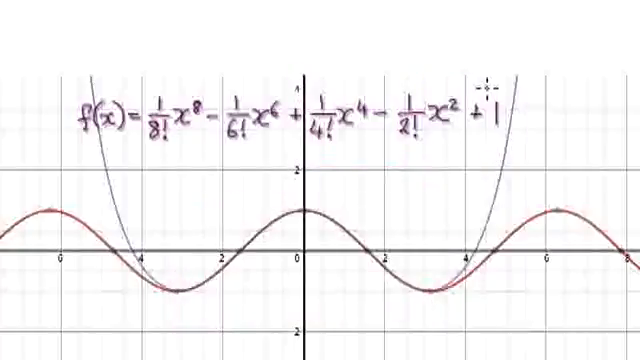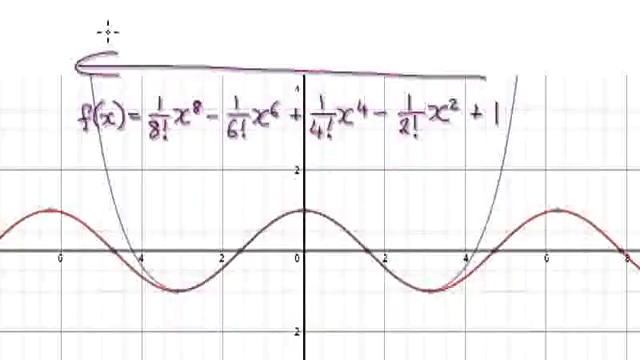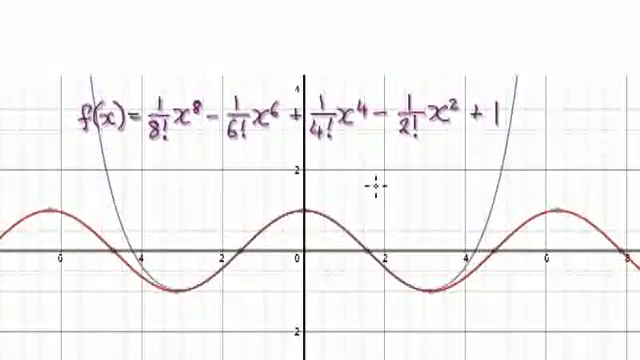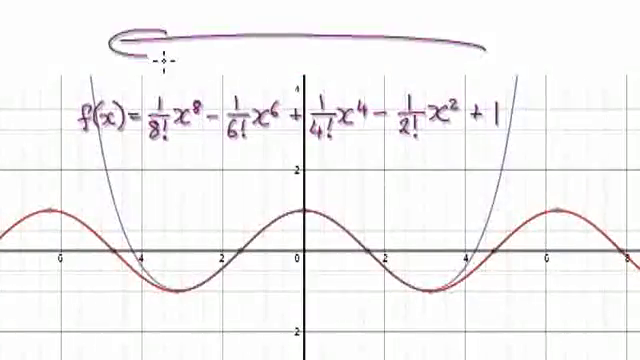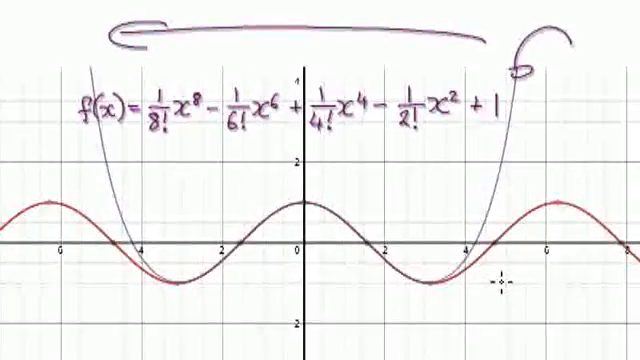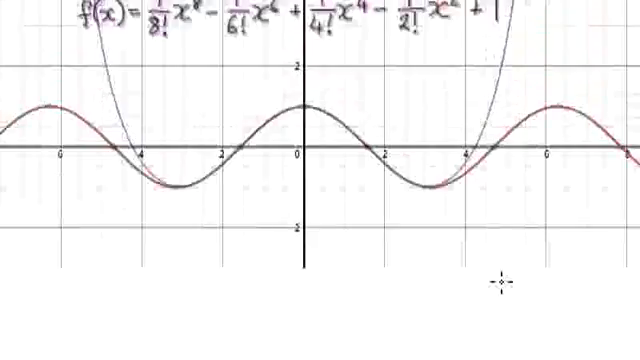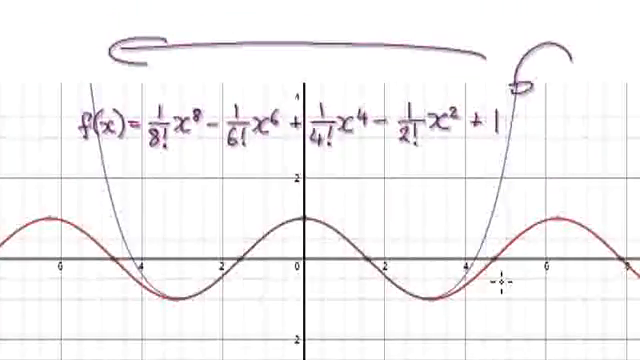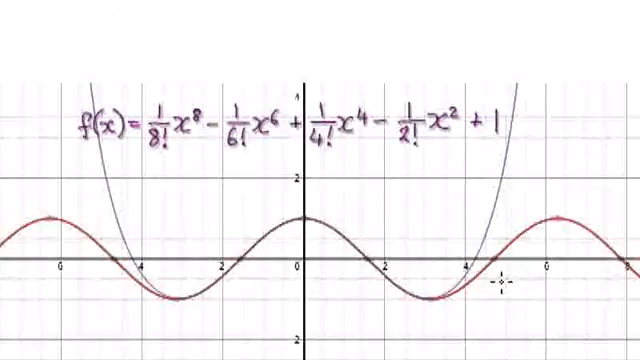So you can see that as you continue the process up to x to the power of infinity, it gets better and better and better. In fact, if you take it up to infinity, this thing here will map on top of the cosine graph. But remember, each time you do it, you have to ensure that all the derivatives match up. Okay.